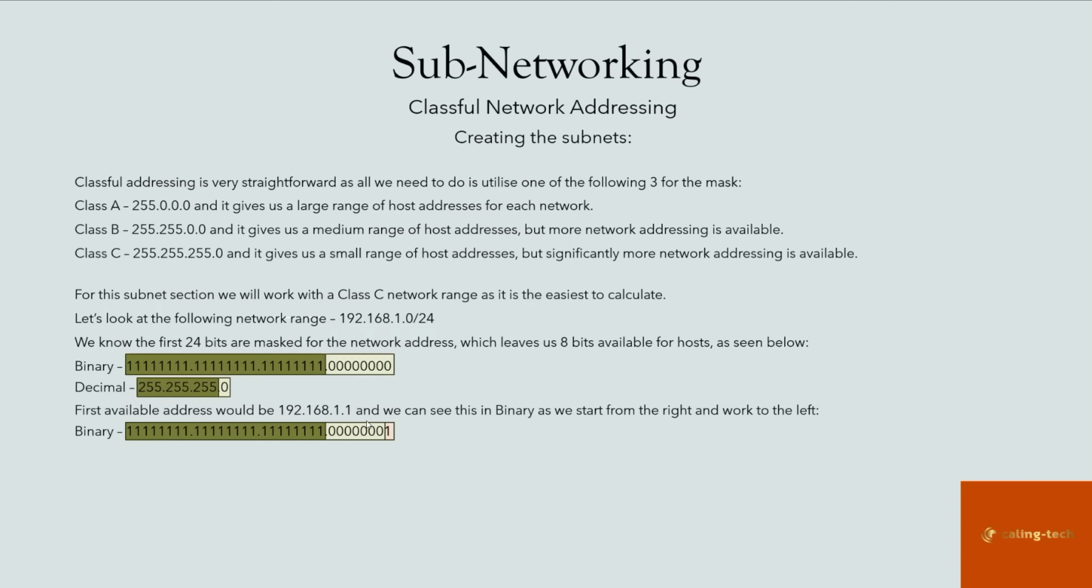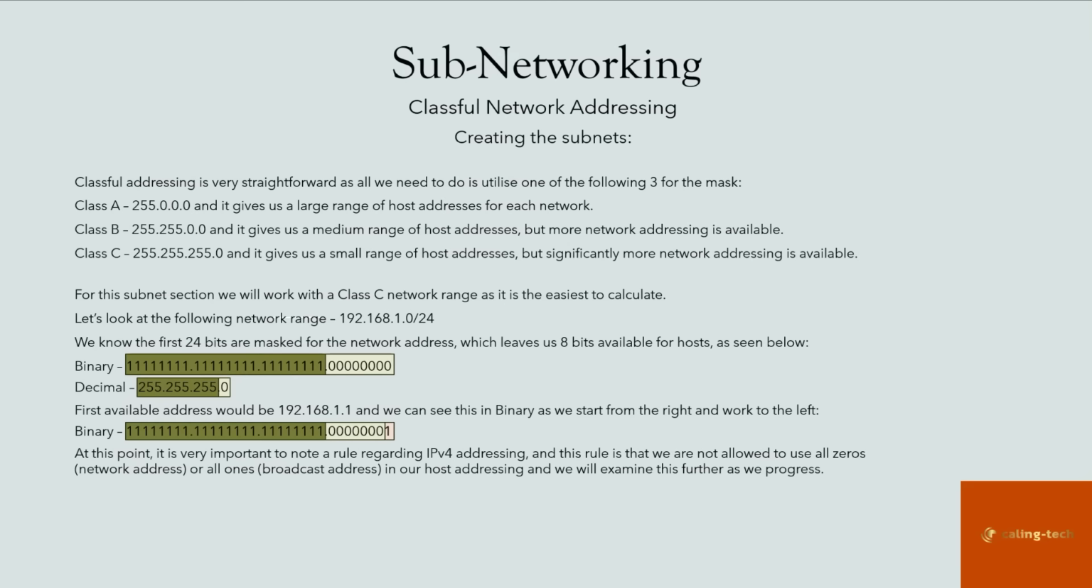Remember, it goes 1, 2, 4, 8, 16, 32, 64, 128, and we only add together those that are marked with a 1 within this host portion. It's very important to note here, before we go any further and give you the last available host address within this network, a simple rule. That rule is that we're not allowed to use all zeros, and we're not allowed to use all ones. Now, the all zeros is the network address, as we see here, and the all ones is considered a broadcast address for that network. Now, you don't have to worry about the broadcast at the moment, because we're going to examine that as we go further.